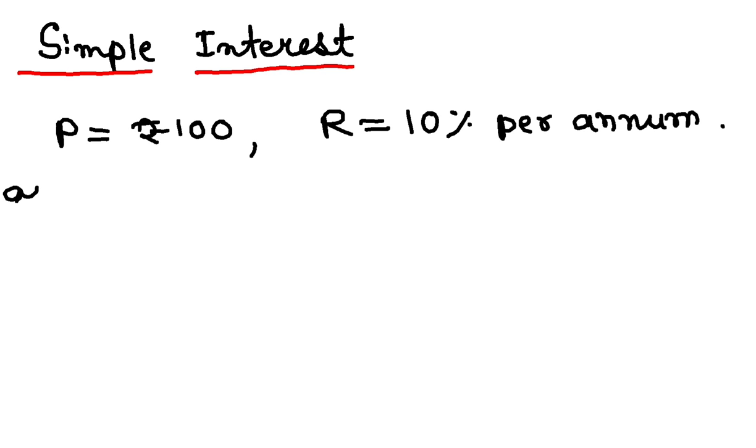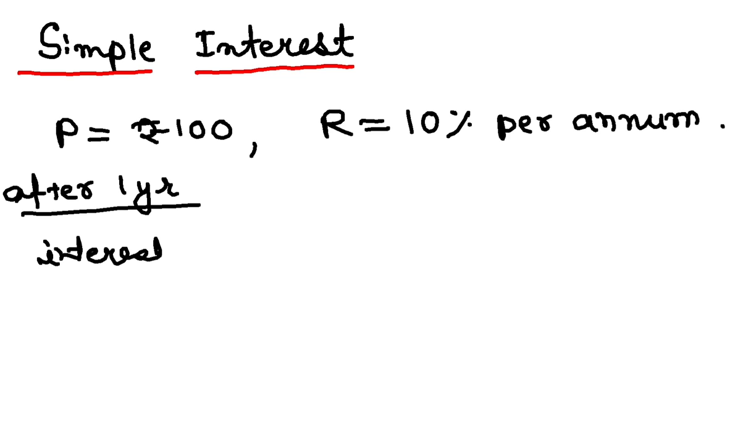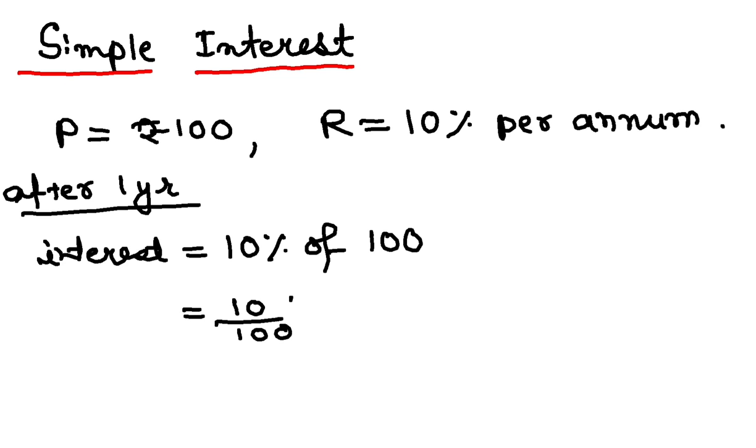So after 1 year, what will happen? How much interest will you get? Your interest will obviously be 10% of your principal. That means 10% of 100. So 10 by 100 into 100, and this will give you rupees 10. So after 1 year, you'll get an interest of rupees 10.